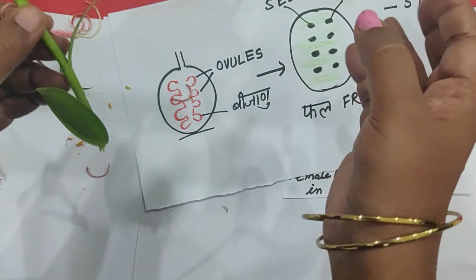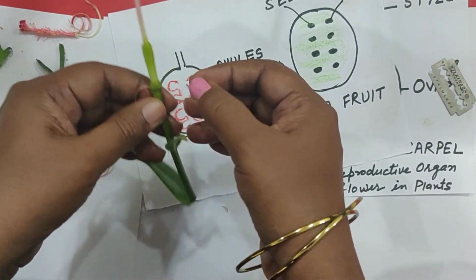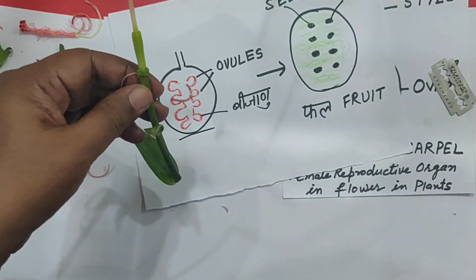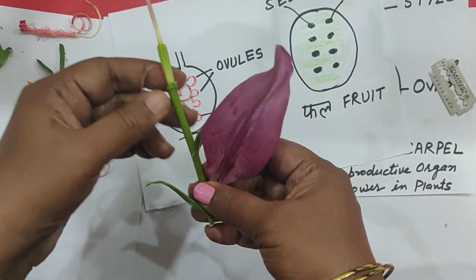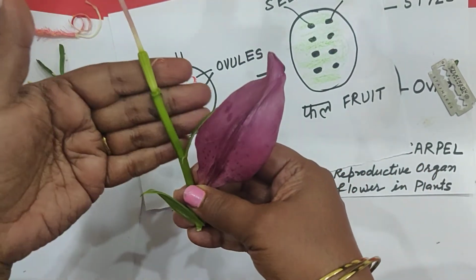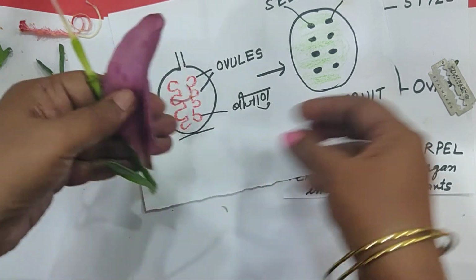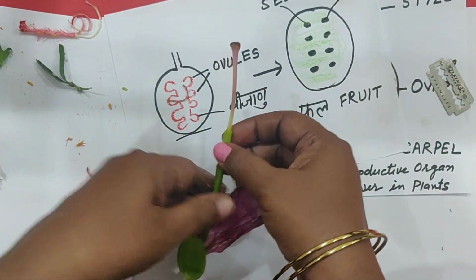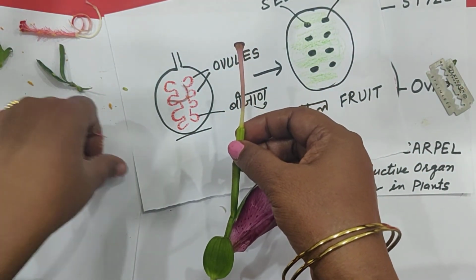So collect so many flowers as you can and study all these parts: petals, sepals, female part which is called pistil or carpel, and then male part which is called stamen.